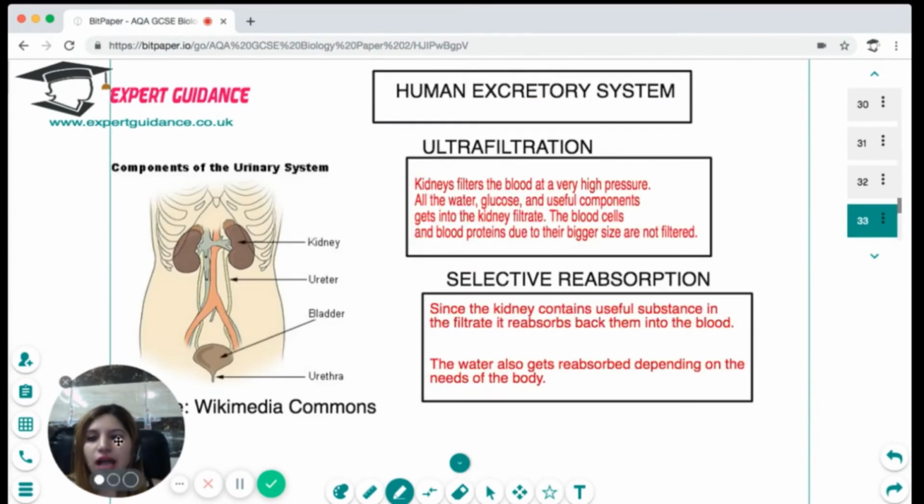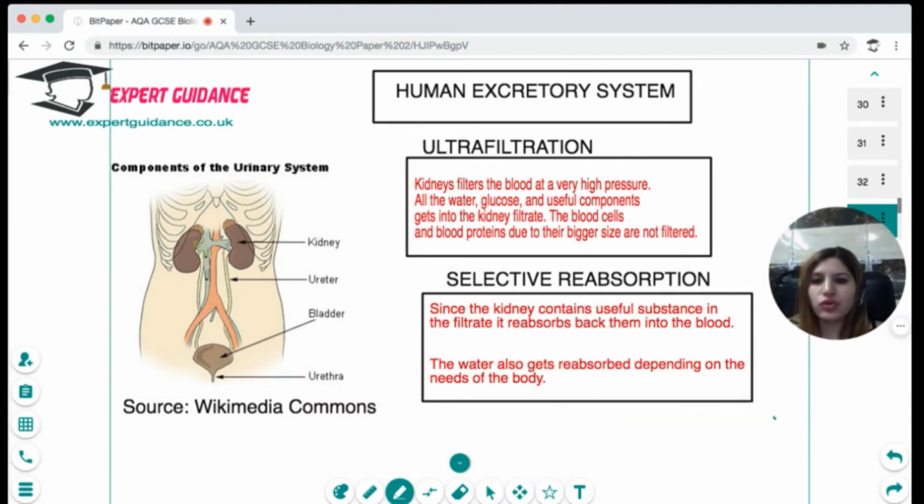Okay, so how do these kidneys function? We have 2 kidneys, and these kidneys receive the blood. They filter the blood, and they pass the urine via 2 tubes called ureters into the bladder. The bladder stores the urine and expels it out through the urethra.